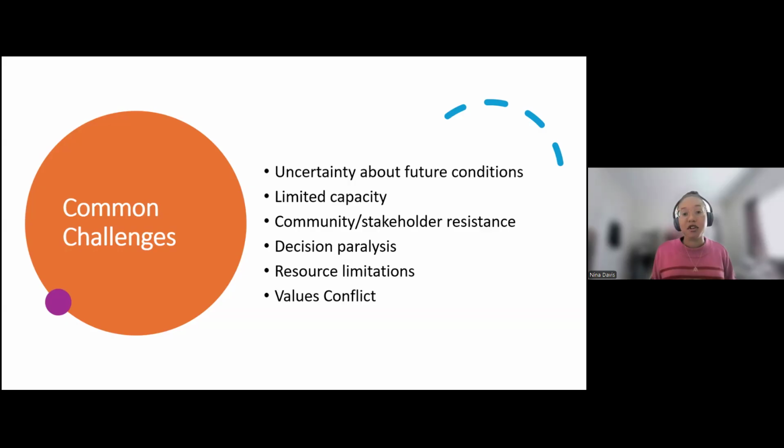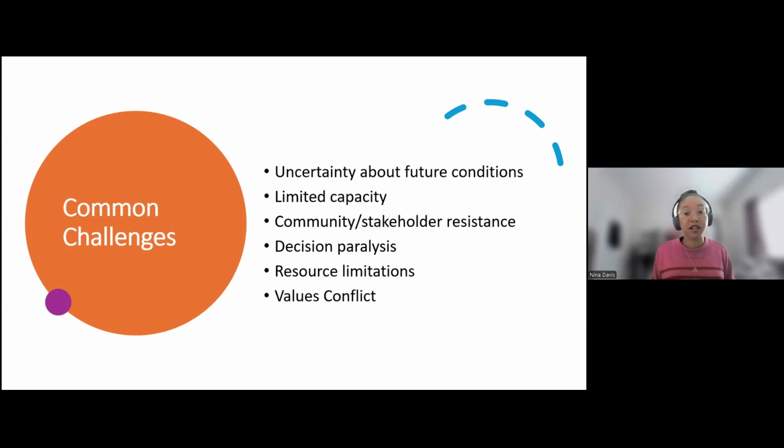Then there's also community or stakeholder resistance. Some RAD strategies may clash with public perception or emotional ties to that place. I could especially see community or stakeholder resistance when we're talking about the coastal health clinic, as relocating that health clinic might cause some community disruption, as that's a regularly visited location for patients.